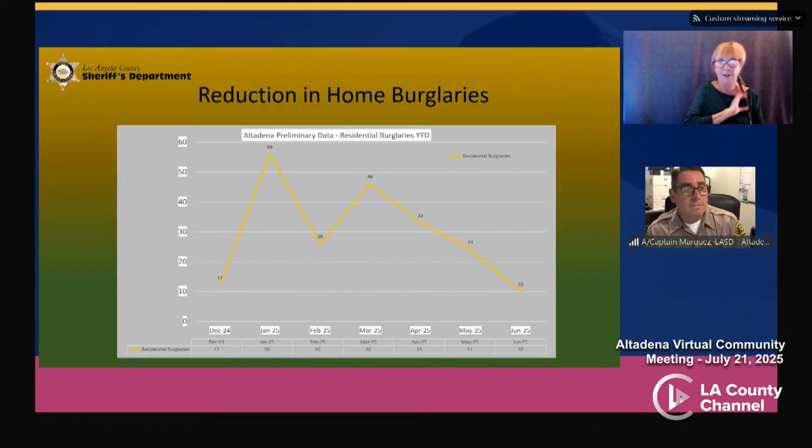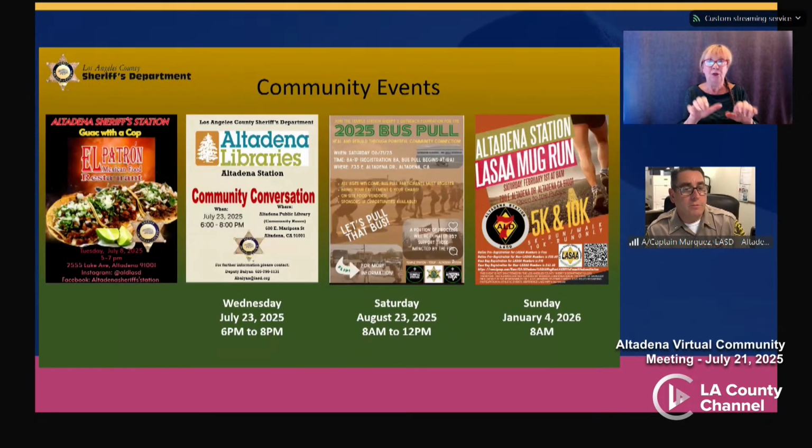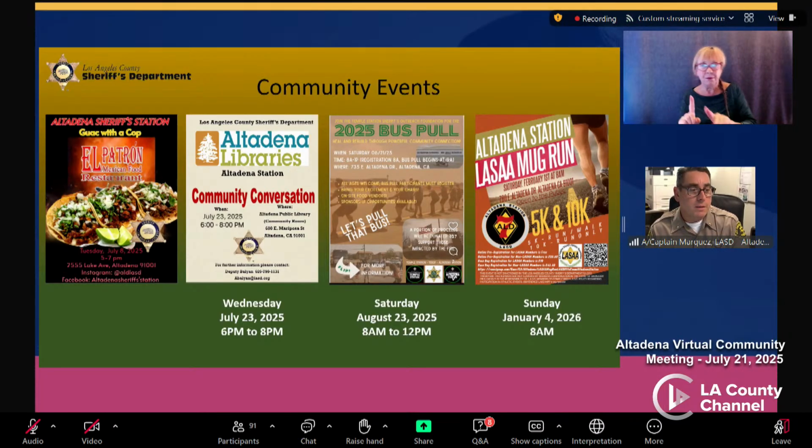If we can go to the next slide. So these are some of the community events that are coming up. I didn't have a date for the Guac with a Cop that we put together, and that was just a method for the residents to come out, meet the deputies in a kind of a fun environment where they can talk with them, meet them, and really get to know their community deputies here in Altadena.